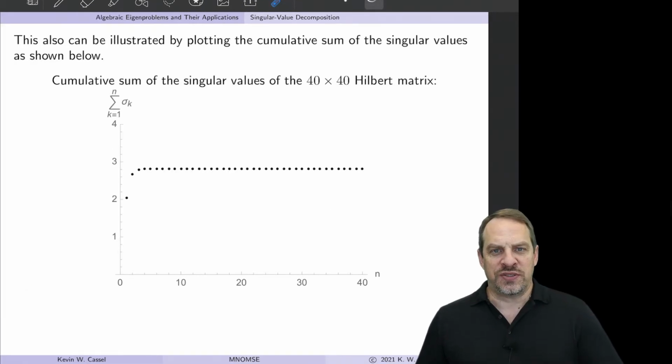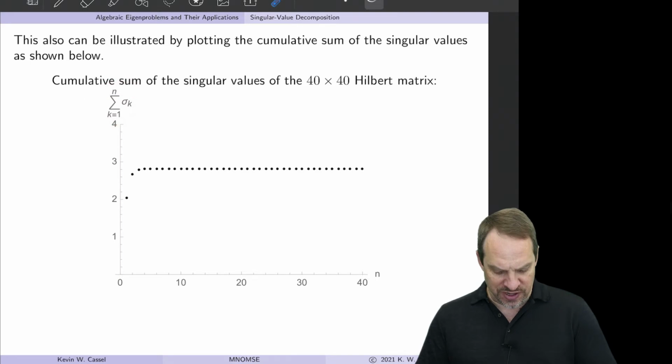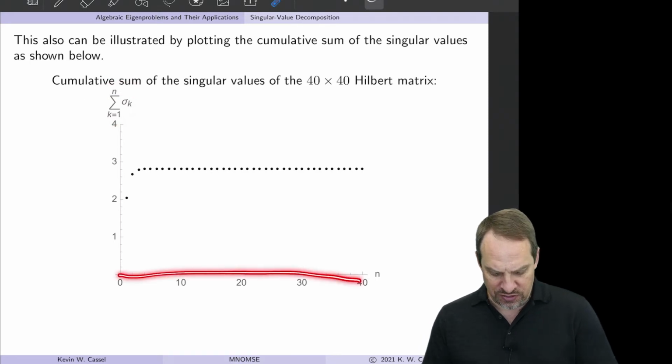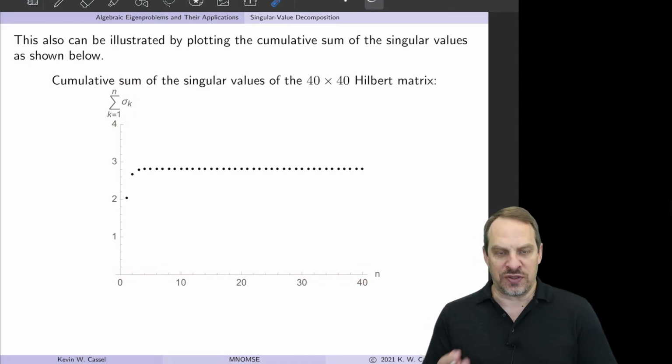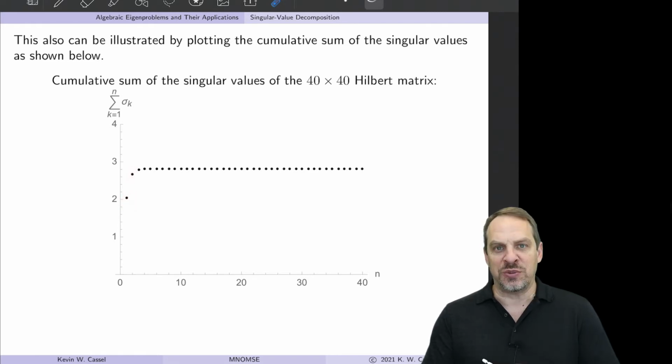Here's another way to look at that same behavior in the singular values. What I've plotted here is the cumulative sum of the singular values versus n, all the way up to 40, the size of the matrix. So this first point is the value of sigma 1. The second is the sum of sigma 1 and sigma 2. Then sigma 1, 2, and 3, then 1, 2, 3, and 4. So we're adding just one of the additional singular values to the sum as we go from point to point.